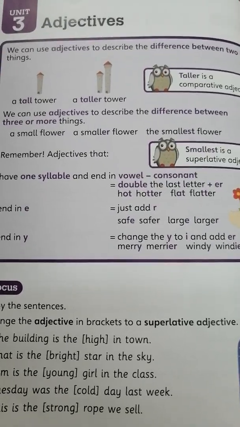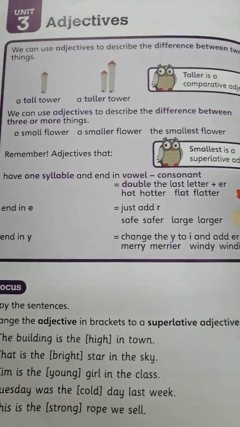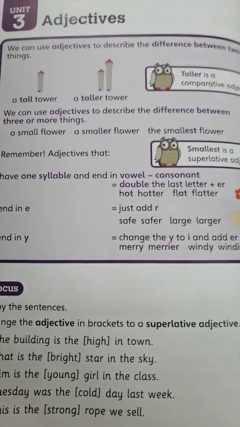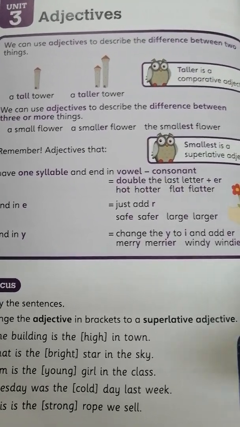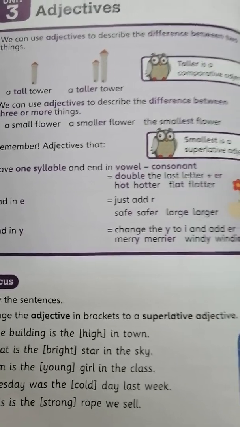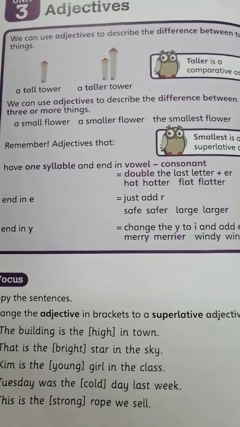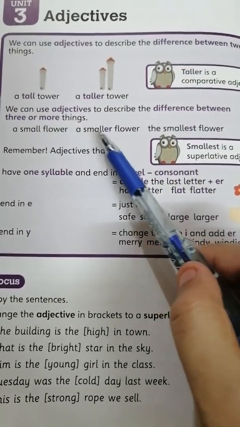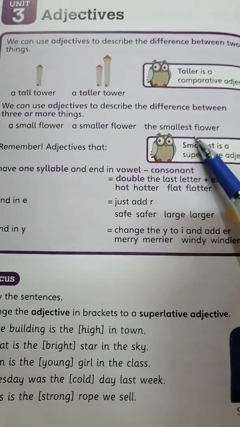Some more examples are also there, like a small flower. Small is a simple positive adjective, but smaller flower is a comparative degree, a comparative adjective. Like this small flower, smaller flower and the smallest flower.